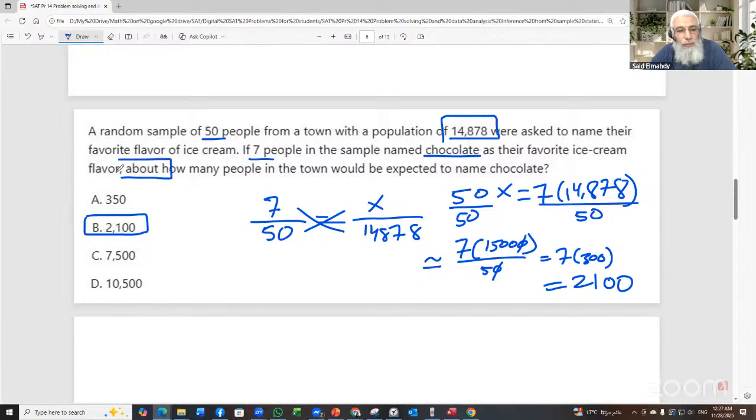About, so this is an estimate, or approximate. If you use a calculator to find this number, 7 times 14,878 divided by 50, exactly using the calculator, this would be 2,082.91. So this is approximately 2,100.